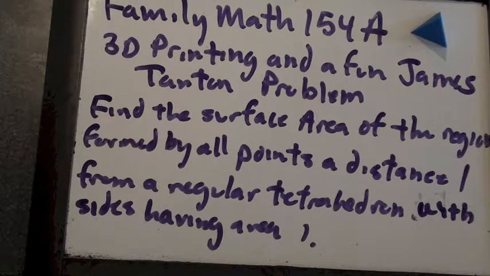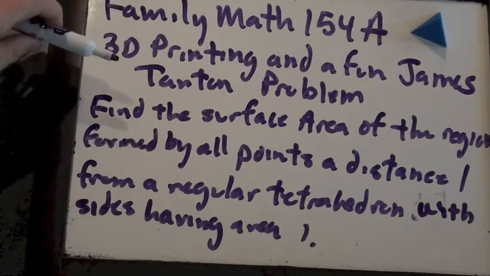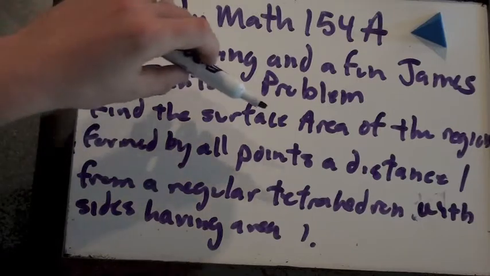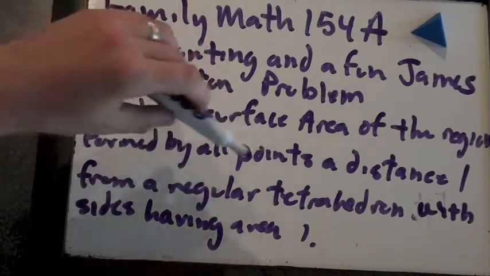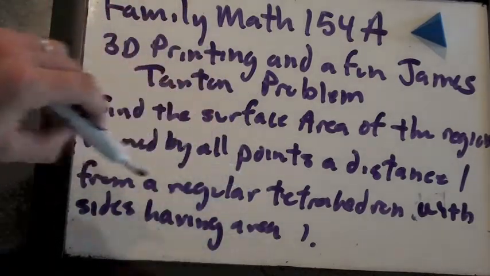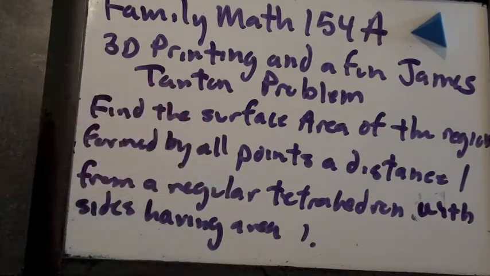But anyway, he also posts really fun problems on Twitter. And last week when I was heading up to Boston, he put this on Twitter. Find the surface area of the region formed by all points at distance 1 from a regular tetrahedron with faces having area 1.